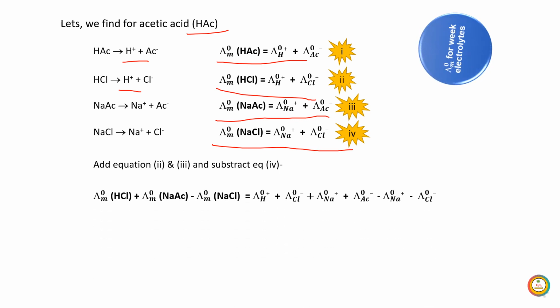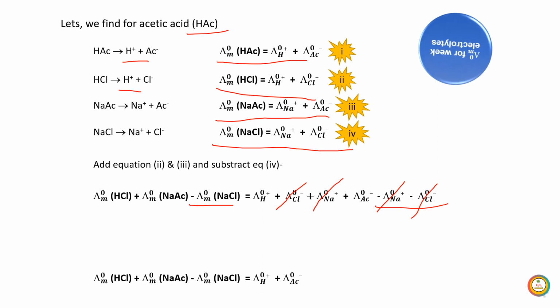So by this we get an equation like this. We are subtracting equation 4, so there is a minus sign. This one turns into a minus sign. By calculation of this, look, this quantity is cancelled by this quantity and this quantity is cancelled by this quantity. So which one is remaining?